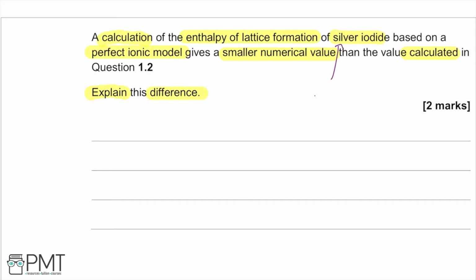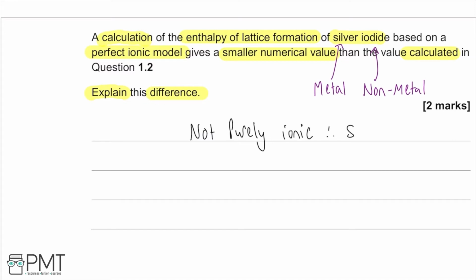Now, immediately from the compound silver iodide, we can tell that this is a covalent compound, and this is because we have a metal and a non-metal bonding together. The reason for the difference is because of the perfect ionic model, assuming that there is only electrostatic forces of attraction between the oppositely charged ions. So as there is a difference in values, which is stated in the question, silver iodide must have some covalent character and mustn't be purely ionic.